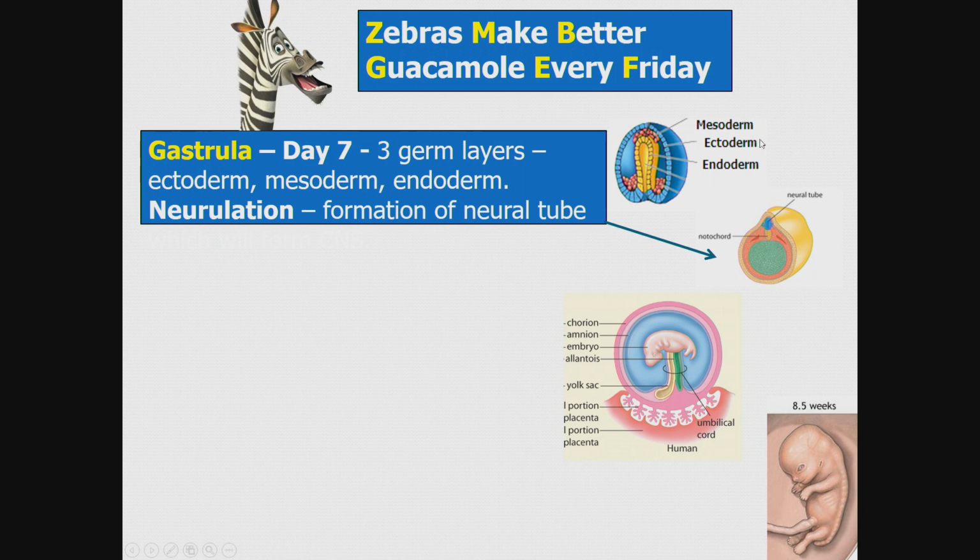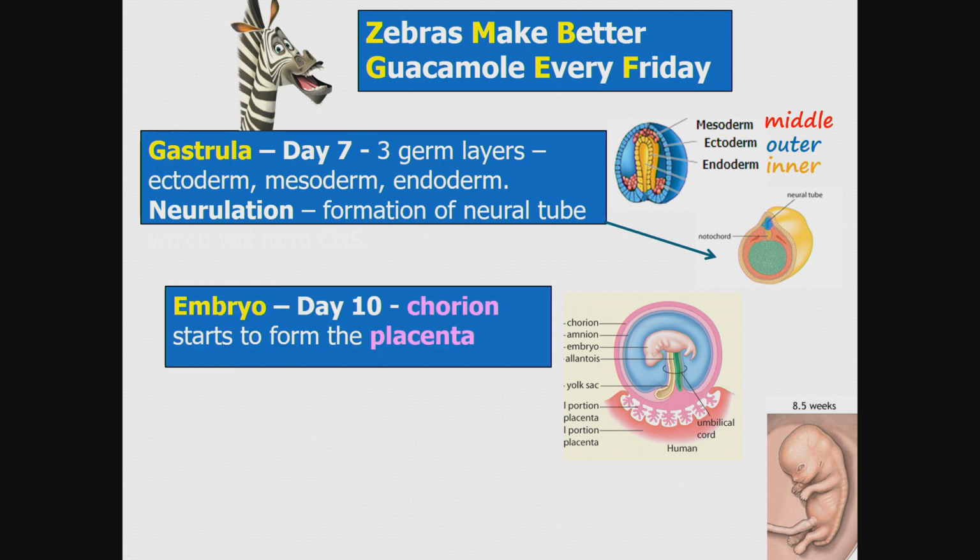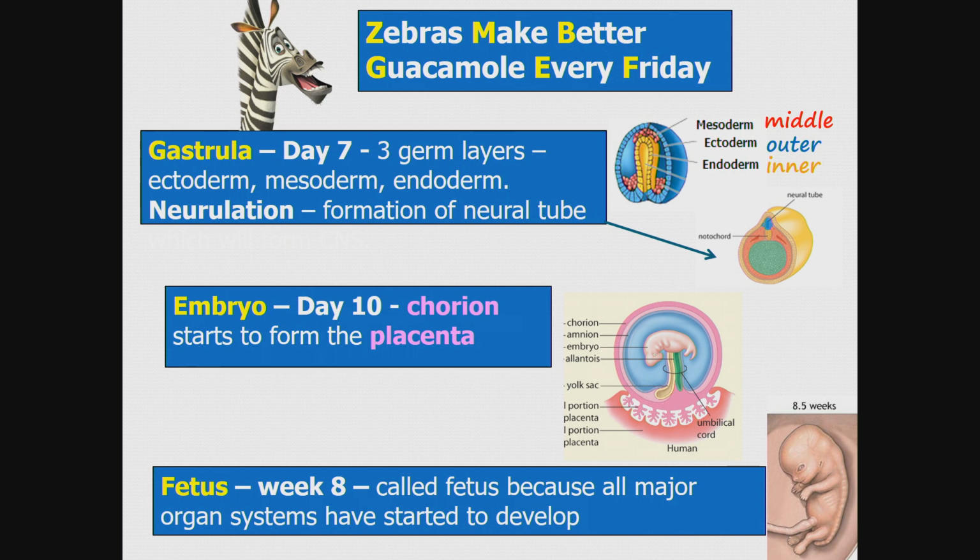cord. So in terms of the layers, the mesoderm, with the M in it, is middle, ectoderm is outer, and endoderm is the inner layer. After a gastrula, it is called an embryo, and it's on around day 10 when the chorion starts to form the placenta. Then as of week 8, it is called a fetus because all the major organ systems have started to develop.